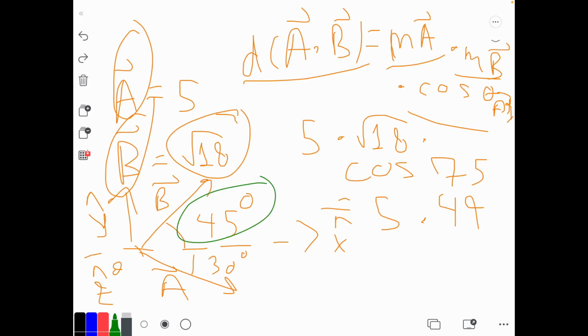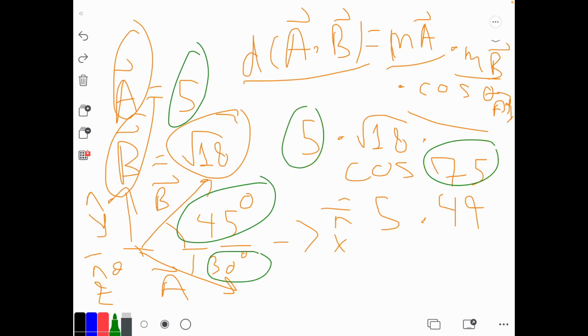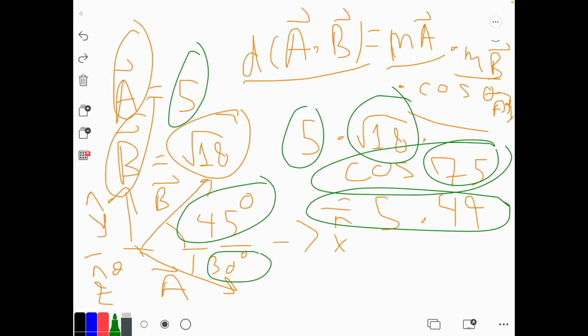And vector A has 4 x hats and negative 3 y hats. So even though we get a magnitude of 5, it looks like a 30 degrees angle. So we're going to say this is a 75 degrees angle. We're going to have 5 times square root of 18, the magnitudes, times the cosine of 75. You're going to get 5.49, which is pretty understandable because it's kind of between these two or a little bit higher, which you're supposed to take as the dot product.